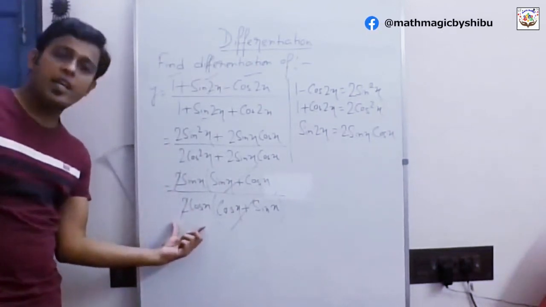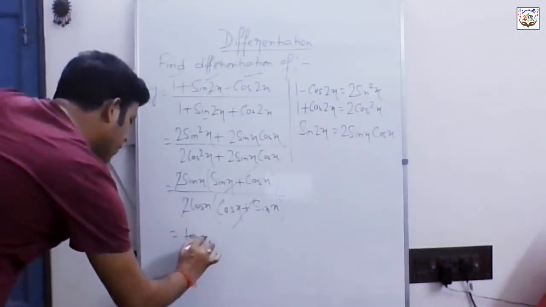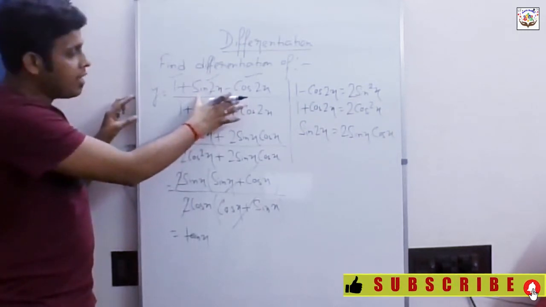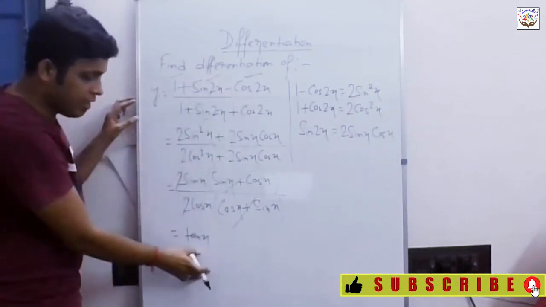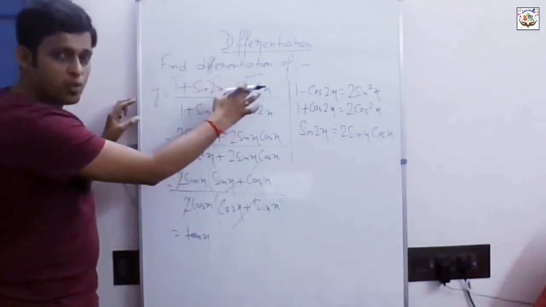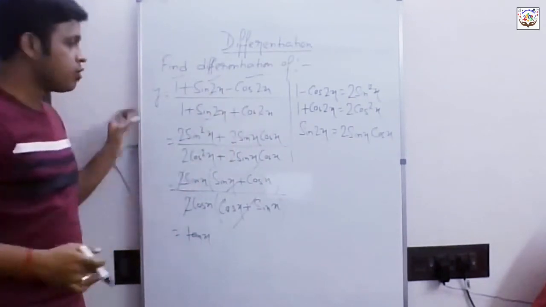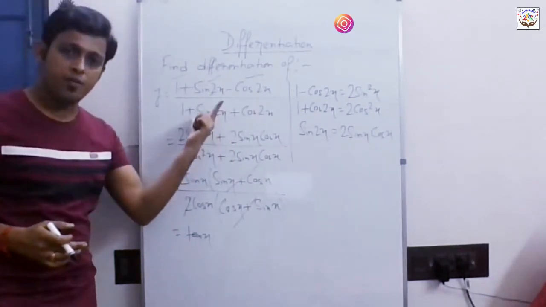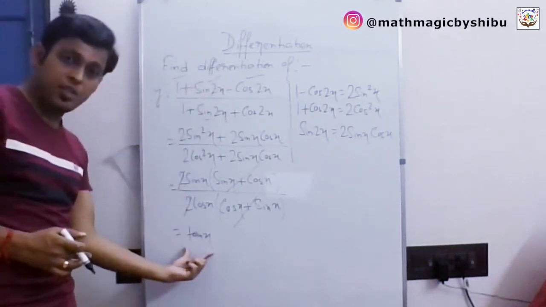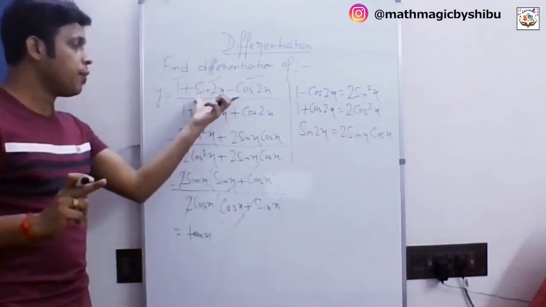So what is remaining is tan x. As you can see, y equals this one, and it can be modified to tan x. Ultimately, tan x equals this one plus sin 2x minus cos 2x divided by 1 plus sin 2x plus cos 2x. I have applied a few trigonometrical formulas to make it shorter. So y equals tan x. This is not the derivative. This is the value of y, which I have modified from the beginning.